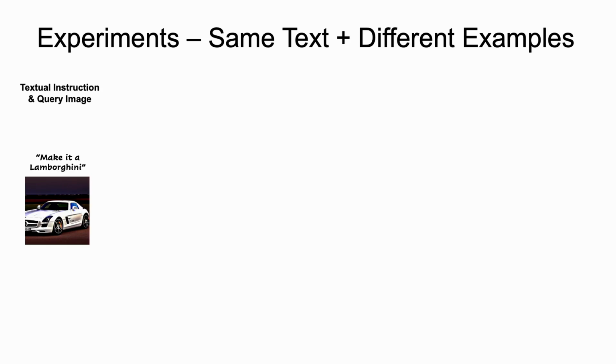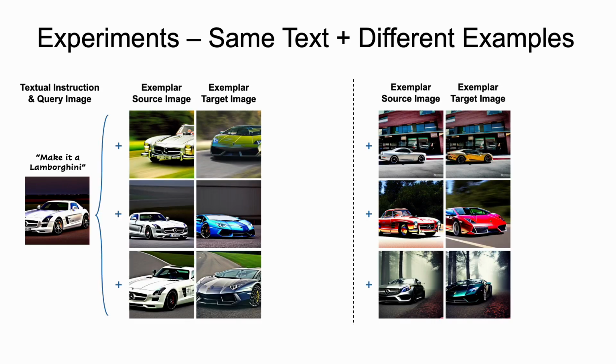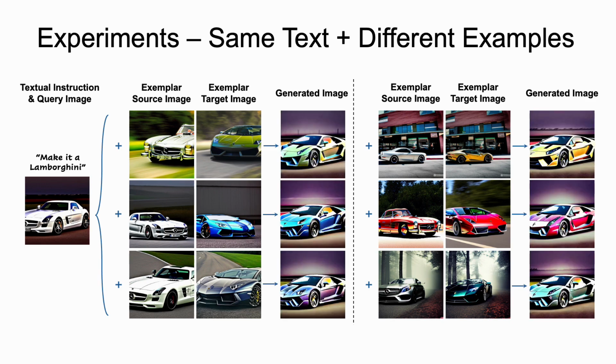In the end, we ran the experiments using the same textual instruction with different visual examples. Here are the instruction and the query image. We use different exemplar image pairs corresponding to this instruction. You can see the Lamborghini in the exemplar target is in different color. We find our model captures this visual feature very well and edits the query image accordingly.